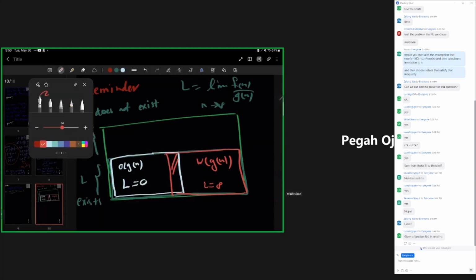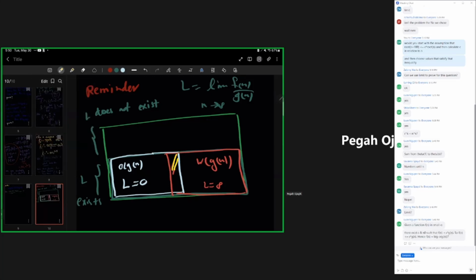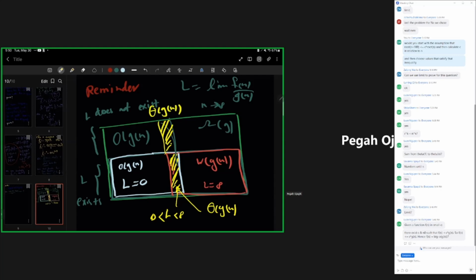The part in the middle, where L is between 0 and infinity, is where we have theta of g of n. In general, this whole part, whether the limit exists or not, is big O of g of n, and this other part is big omega of g of n. And then we have a bar here, which is exactly the same thing; this part is theta of g of n too. So if the L exists and it equals 0, it's small; if it equals infinity, it's big; and in the middle is theta.